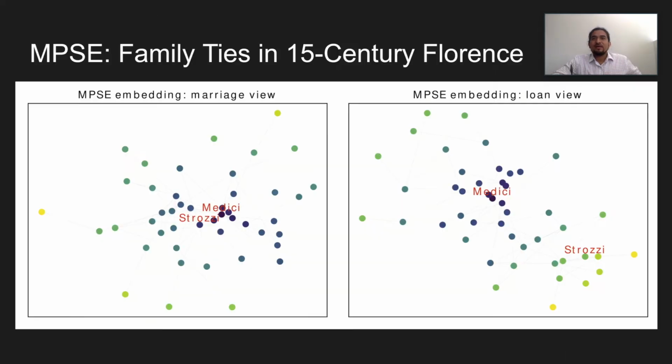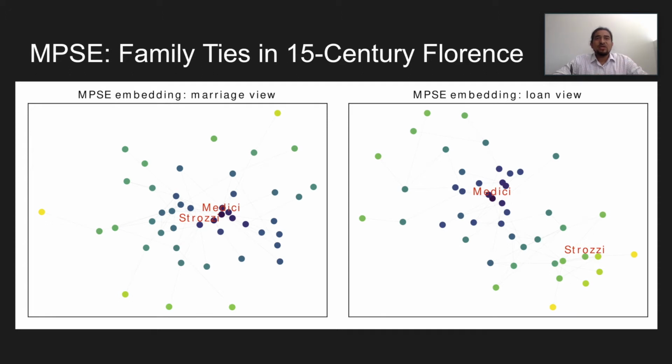as shown here. Here, we see 2D views of the 3D MPSE embedding along the perspectives that best describe the two attributes in the data. Again, the colors indicate the true graph distance from the Medici family with respect to marriage relations and loan relations.